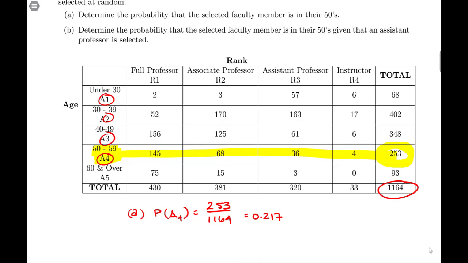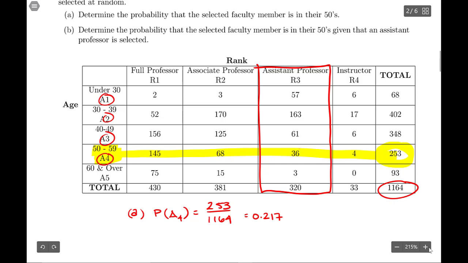Now, part B is different because it says determine the probability that a selected faculty member is in their 50s given that an assistant professor is selected. So assistant professor is this column right here. And basically what we're looking at now is the person being in their 50s given that they are an assistant professor. So the notation would be probability of A sub 4 given that they are an assistant professor, and that again is the notation that you see across the bottom here.